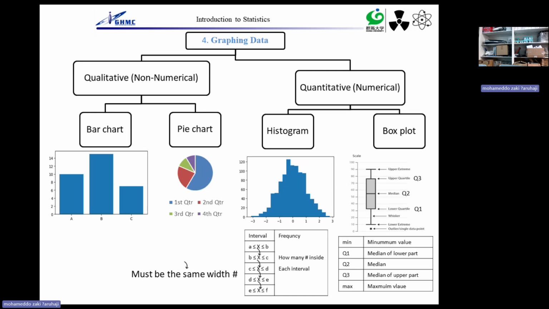Let's see with numbers. Let's have a set: 2, 1, 4, 2 again, and 3. This is my set. I'm just going to do things randomly and quickly. I want to find my Q2. So what is my Q2? 2.